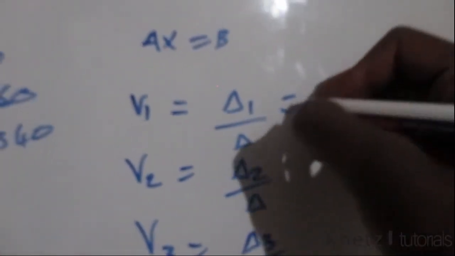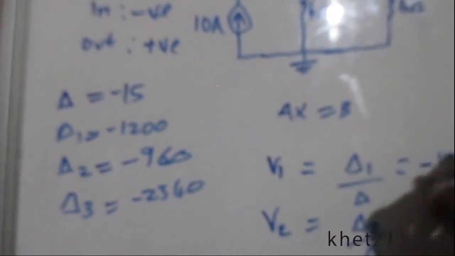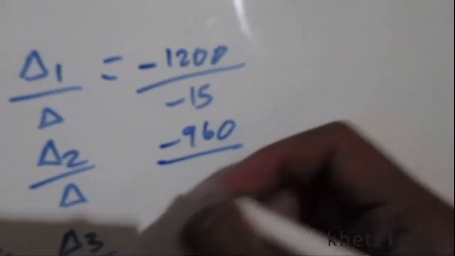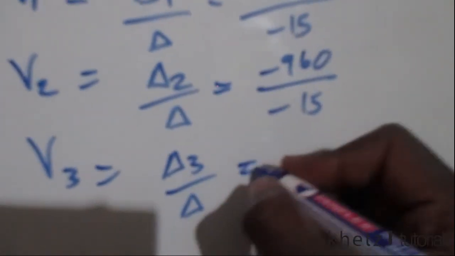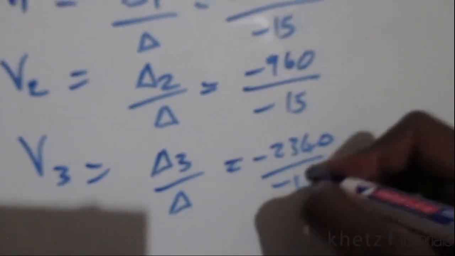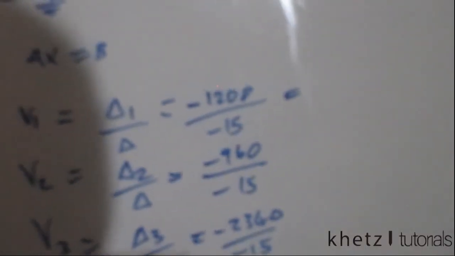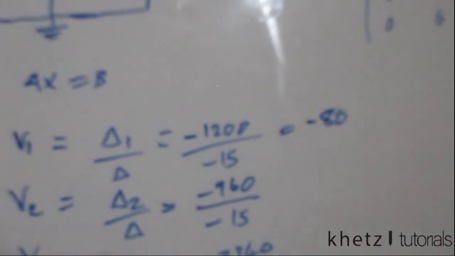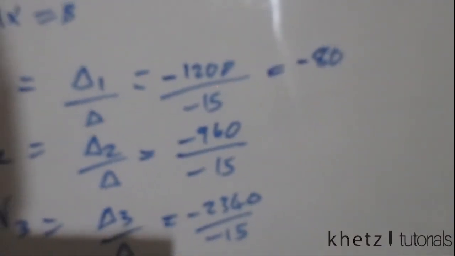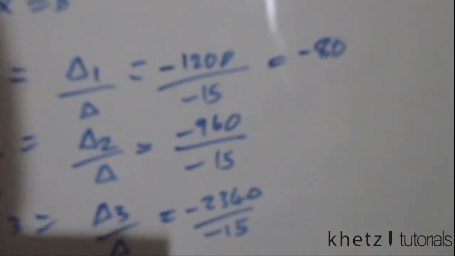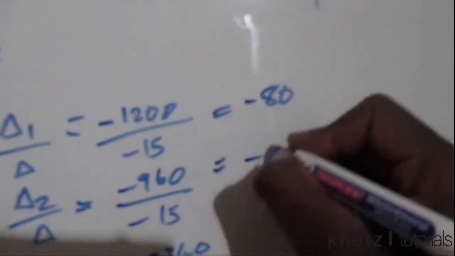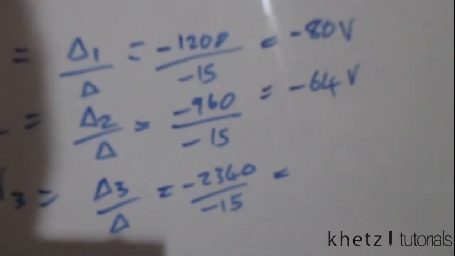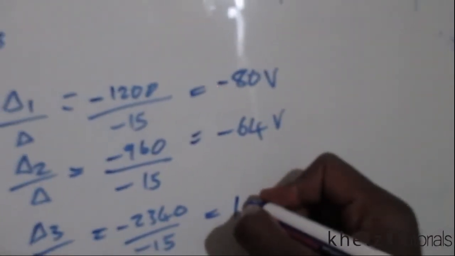Right? So negative 1200 divided by negative 15, negative 960 divided by negative 15, right? And finally, negative 2340 divided by negative 15. Punching those into your calculator, for the first one, you should get negative 1200 divided by 15, which is 80, so V1 is 80 volts. And for the second one, 960 divided by 15, you should get 64 volts, right? And finally, you have negative 2340 divided by negative 15, and your answer should be 156.